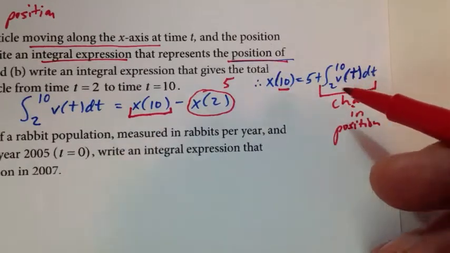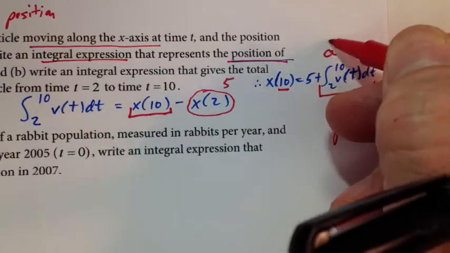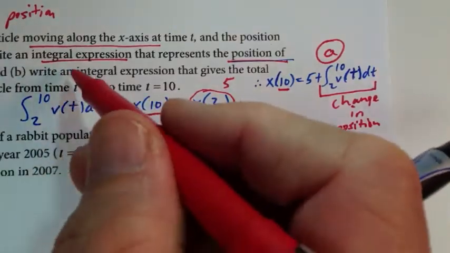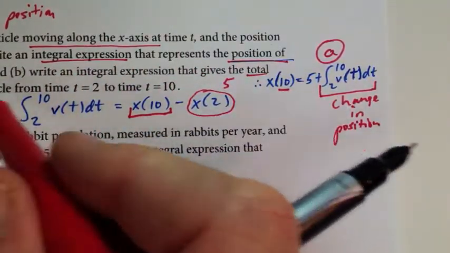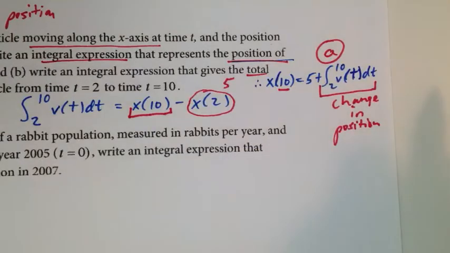Okay, so that's part A. Part B says write an integral expression that gives the total distance traveled. Okay, so we haven't talked about that, and I forgot to actually mention that in this example here.